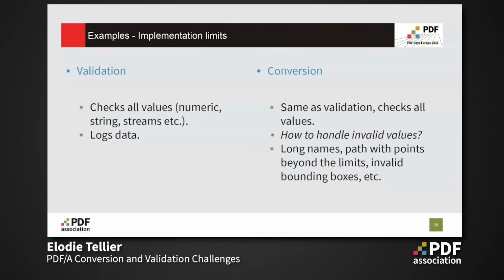Last on our list of samples, but not least, are the implementation limits. The PDFA specification explicitly requires that the implementation limits set by the underlying PDF specification are respected in conforming documents. This means that the validator, as well as the converter, needs to test all the numeric values, strings in content streams, graphic state nesting count, or count of the indirect objects.